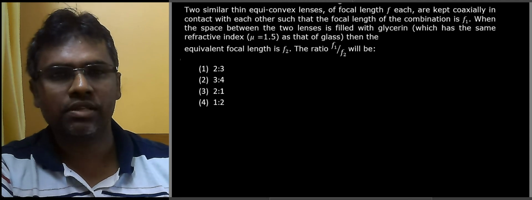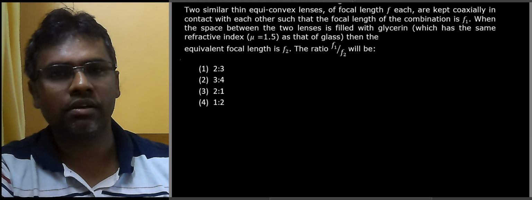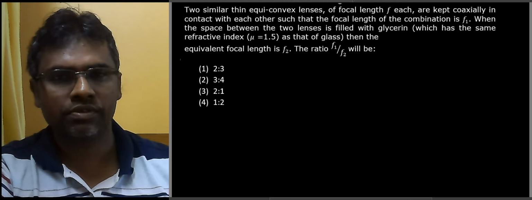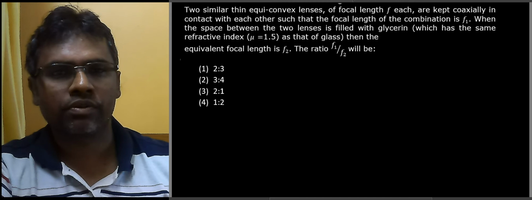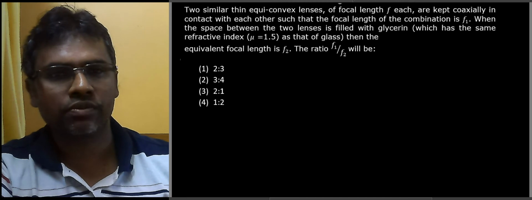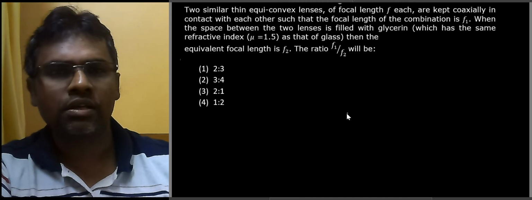Now, when the gap between the lenses is filled with glycerin, the problem says that the equivalent focal length for the system of three objects, here the glycerin is taken as a lens, is f2. We are asked to find the ratio of the focal lengths.